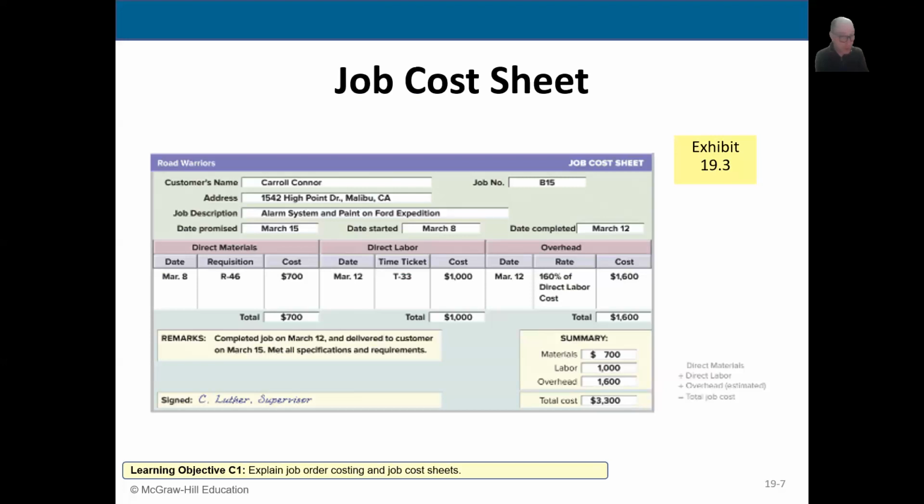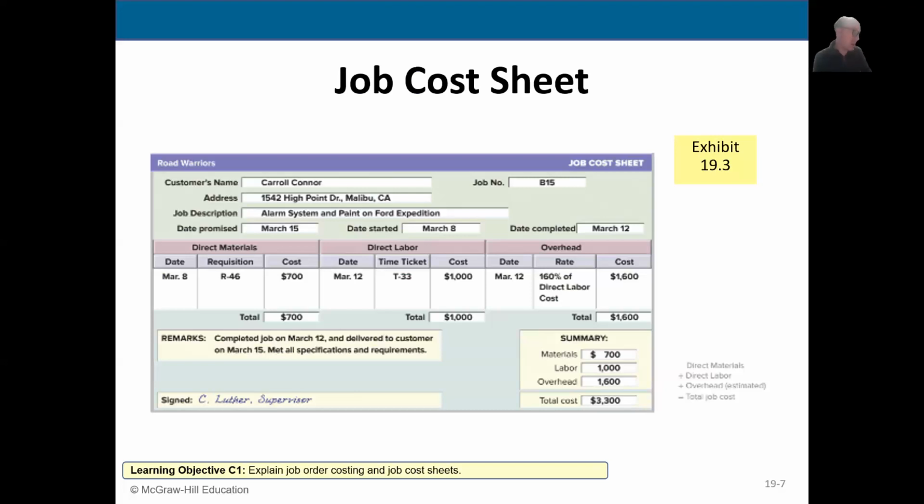1.6. 1,000 times 0.1. 1,000 times 1.6 is 1,600. We add up total direct materials, total direct labor, total factory overhead to get the total cost of the job. In this example, $3,300.